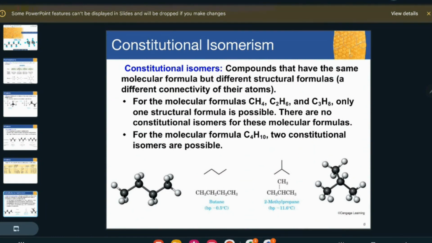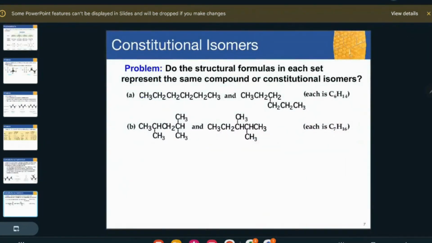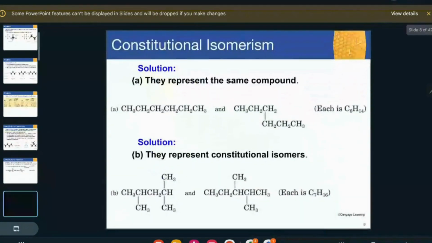When we say isomerism, it refers to compounds that have the same molecular formula. That is the general term for isomerism. When we say constitutional isomers, these have the same molecular formula, meaning the same number of carbons and the same number of hydrogens, but a different structural formula, or different arrangement. That's a constitutional isomer. We'll encounter different isomers as we go through these discussions.